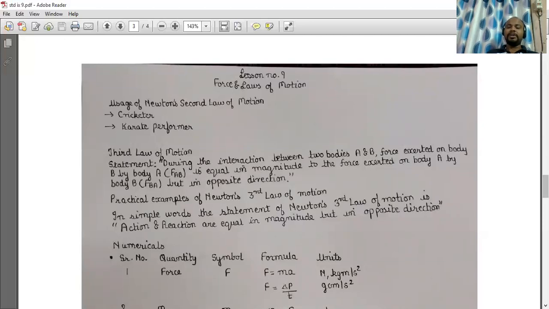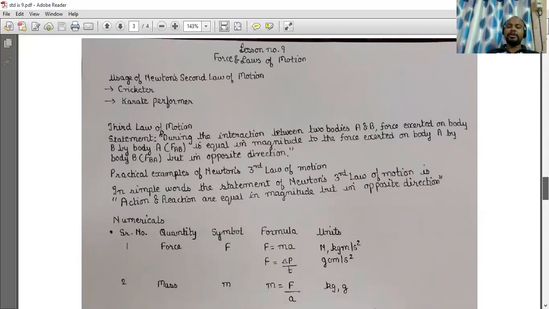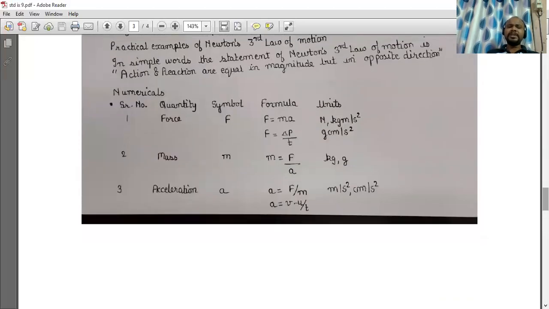Moving on to the numericals. Before starting the numericals, as we had done in motion chapter, we make 5 columns: serial number, quantity, symbol, formula, and units. First quantity is force, which is symbolized by capital F. Its formula is F equal to ma and F equal to delta P upon t. The unit is Newton, kg meter per second square, gram centimeter per second square.